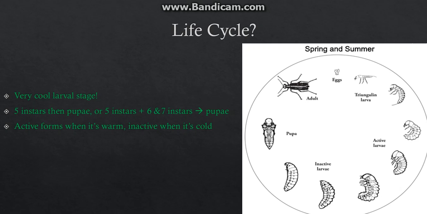So it doesn't always happen where the 6th and 7th instar are skipped. Sometimes it'll go right from the 5th instar to the pupae stage, and sometimes there'll be a 6th and 7th, which are like a hibernation stage.